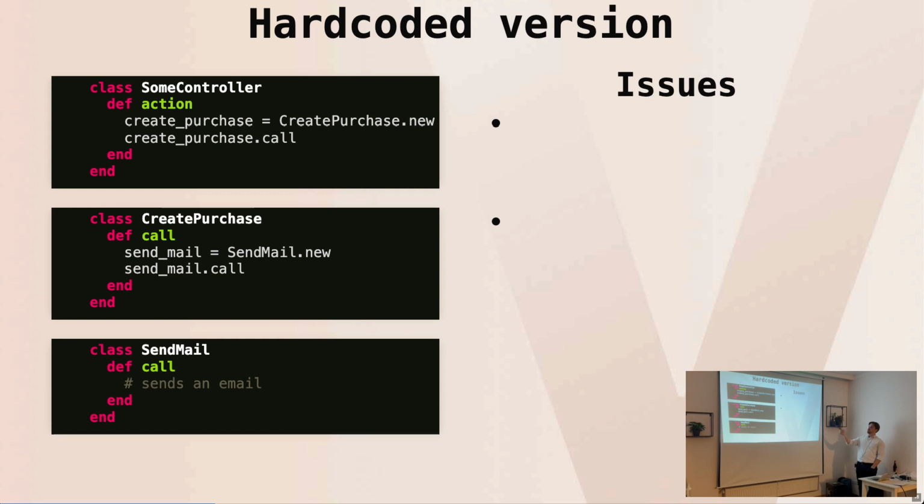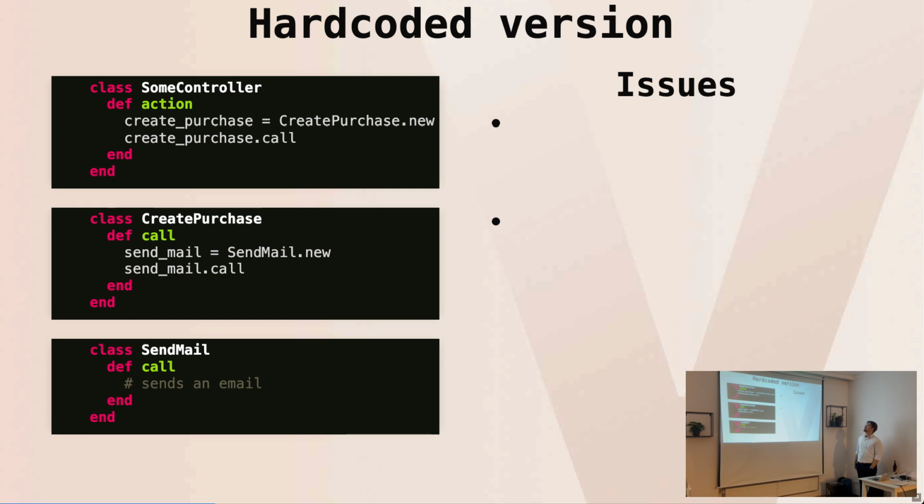We have create purchase, which is the service we use, or operation if you are familiar with Trailblazer, which we use in our controller, and create purchase is dependent on another service which is send mail. And I'm not sure, do you see the comment? This service sends emails. It is not a delayed job, and I did this on purpose. So in general, we should be careful with this, especially in tests.